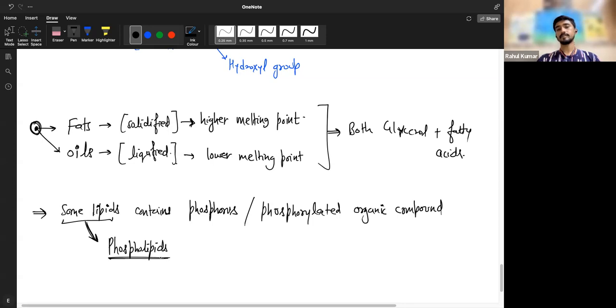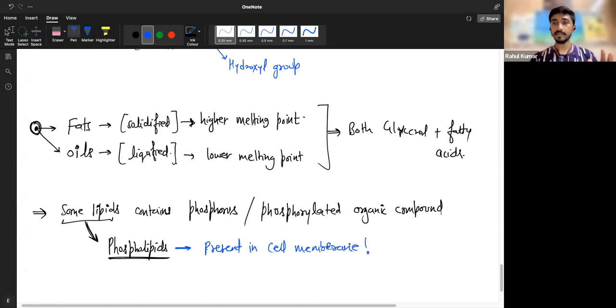These are called phospholipids. You understand? These are not oils, these are not fats, these are not glycerol. These are phospholipids, lipids that contain phosphorus. Okay. And they are the ones that we study in the cell membrane. Phospholipids are present in the cell membrane. Do you understand now what our cell membranes are made up of? They are made up of a special kind of lipids known as phospholipids.